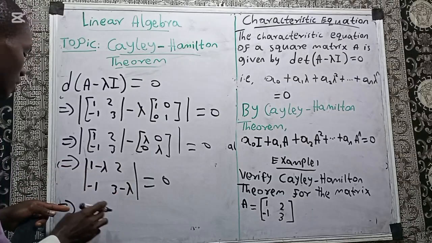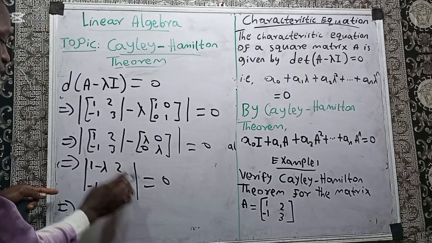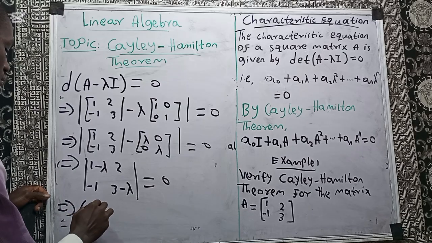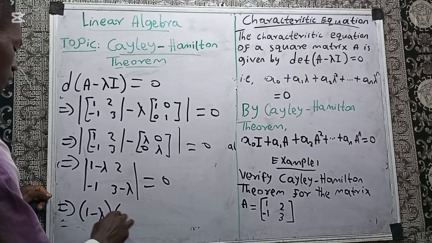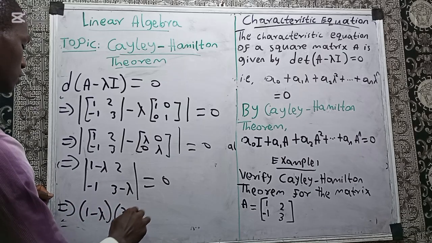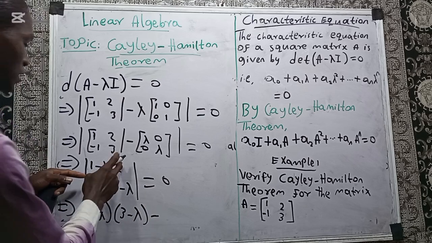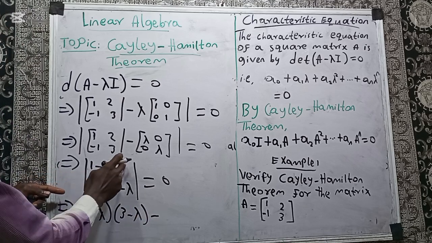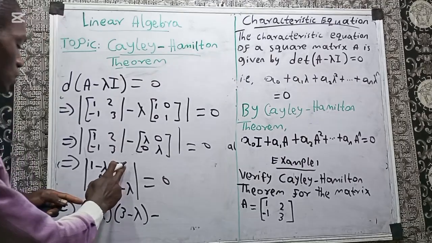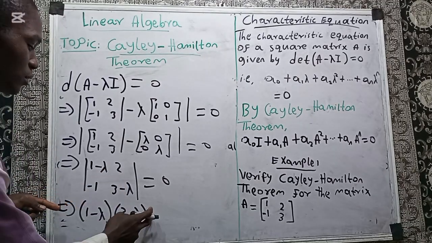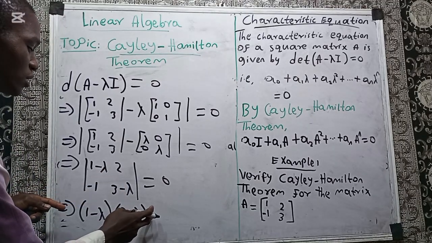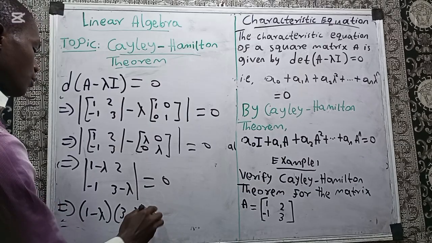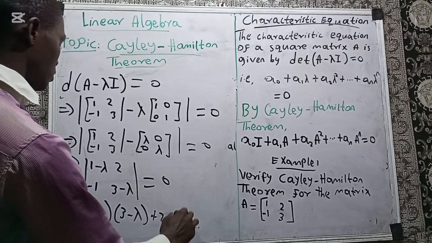Now I want to get the determinant of it. So we multiply the principal diagonal, that is this multiplied by this, 1 minus lambda and 3 minus lambda. Then you subtract the product of the other diagonal. So negative 1 multiplied by 2 will give you what? Negative 2. You are going to do negative, negative, which will be positive, so we have positive 2. Then you set it to be 0.